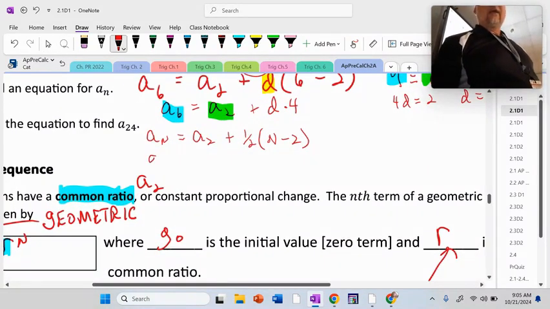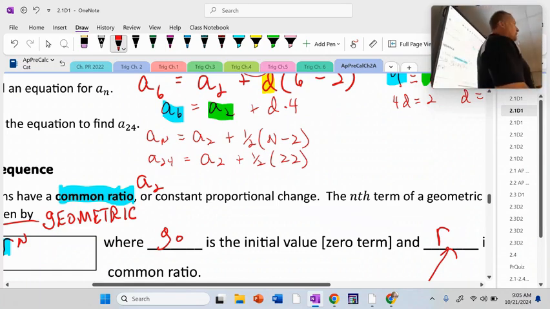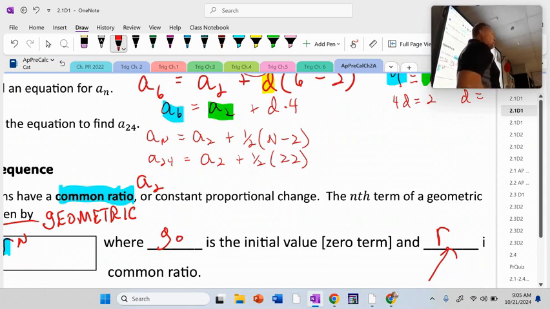Now I can plug in. If I plug in 24, how far away is a sub 2 from a sub 24? How many spaces? 22. That's what that number means. When I plug in 24 in there, that gives me 22. That means from a sub 2 to a sub 24, I'm 22 differences away.